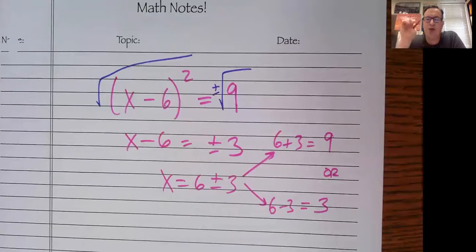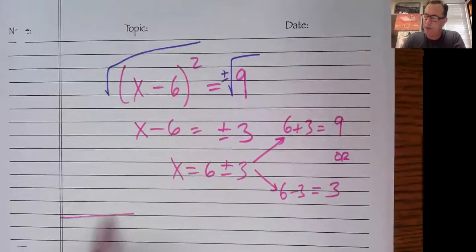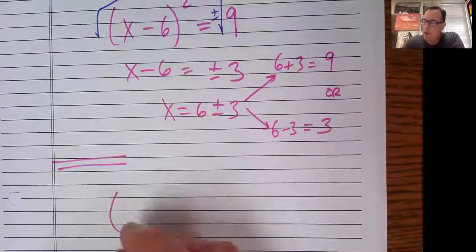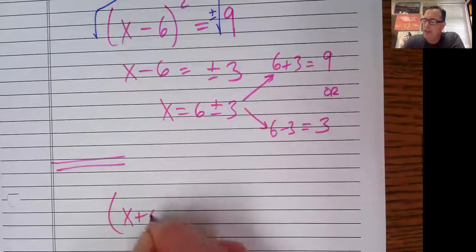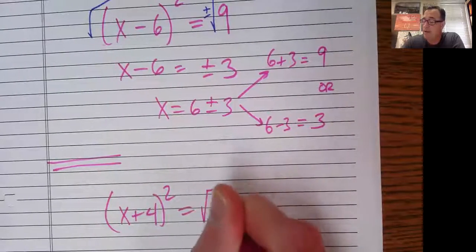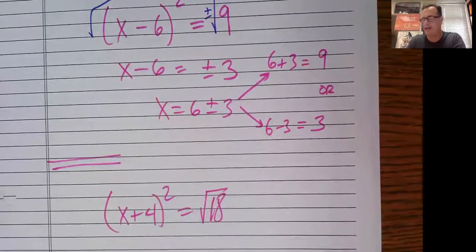Okay, so the other thing that I want to add to this is only that when you're doing something like this, if I give you a different problem, here we go. We'll go x plus 4 quantity squared is equal to the square root of 18. There we go. No, not square root of 18.